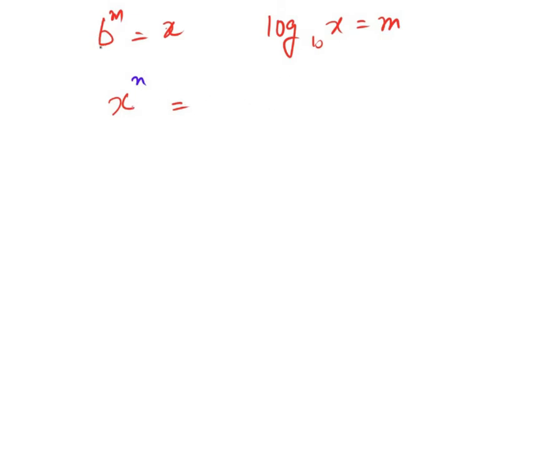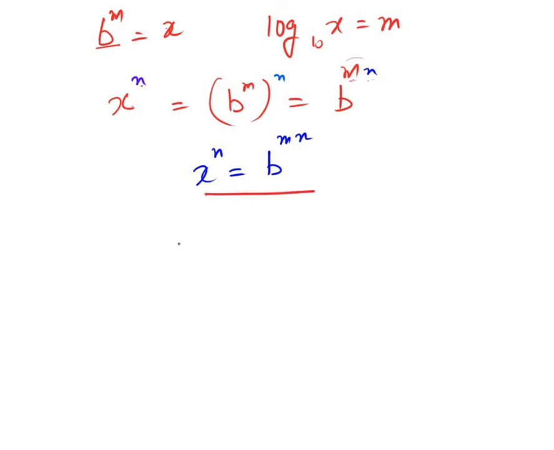What is x? x is b raised to the power of m, right? So can I say b raised to the power m, then raised to the power n, and what would this become? This would be b to the mn. The index law tells me, right? You multiply the powers, b to the mn. So from here, I can say x raised to the power n finally is b raised to the power of mn. So now, this is the index notation.